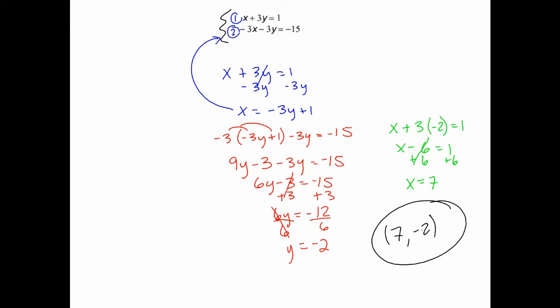Now if you ever want to go back and check, plug 7 in for x. So 7 plus 3 times negative 2. Negative 2 times 3, that's negative 6. 7 minus 6 is 1, so that one works. And then 7, negative 2, so this is negative 21 plus 6 in this case, which equals negative 15. So that one works. Let's jump to our next one.